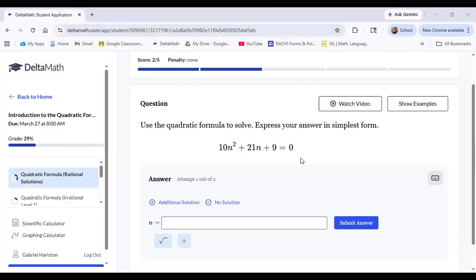All right, so first thing we see here is we have a quadratic equation, 10n squared plus 21n plus 9 equals 0. So it's already equal to 0, so now we can find the a, b, and c. So I'm going to jump to my iPad and I'm going to get going on this.